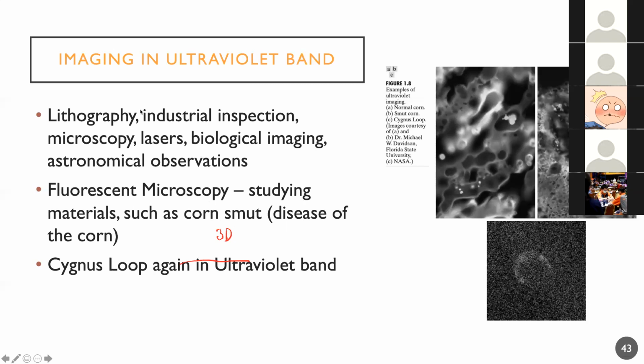And there is another word called lithography. Lithography is actually an art. It's how you print on a stone, and they've used ultraviolet to see the detail of the piece of art in the stone. And this one is the Cygnus loop as well, but in the ultraviolet band.